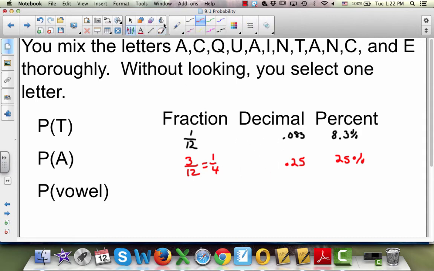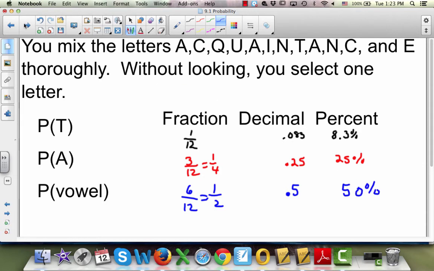And I'll go back and erase this and get a different color. Let's try blue. All right, probability of a vowel. Well, A is a vowel. U, that makes 2, 3, 4, 5, 6. So there are 6 favorable outcomes out of still 12 possible outcomes, and that gives us 1/2. And 1/2 is 0.5. Change that to a percent, 50%.